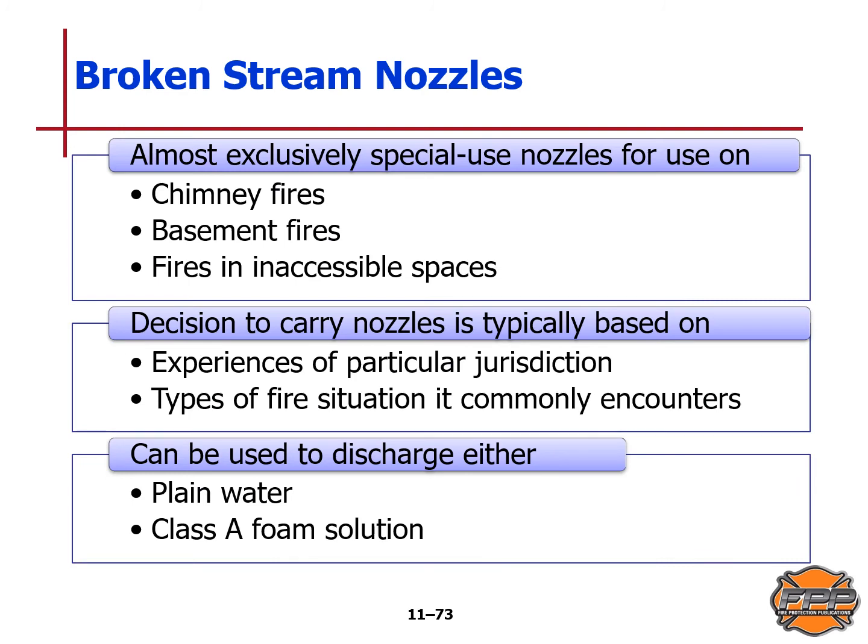Broken stream nozzles almost exclusively are special use nozzles for use on chimney fires, basement fires, or fires in inaccessible spaces. The decision to carry these nozzles is typically based on experiences of a particular jurisdiction, the types of fire situation it commonly encounters, and it can be used to discharge either plain water or a Class A foam solution.